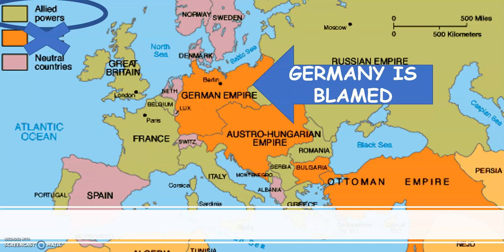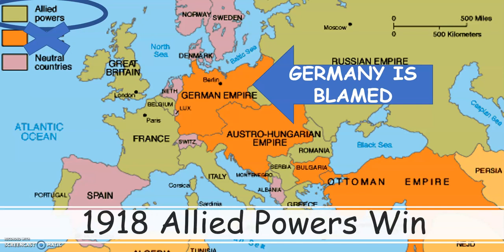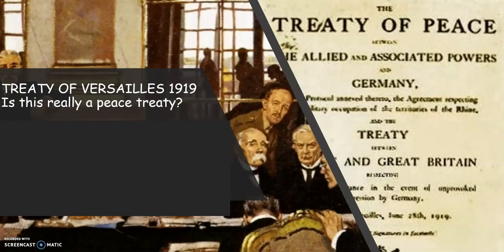And Germany is going to be blamed for the war, which is going to be a problem. And we're going to see this in our next slide. Again, the Allied powers win, the Central Powers lose, and a four-year war starting in 1914 ends in 1918. It's considered the greatest war thus far in our history. And then, is it really a peace treaty?